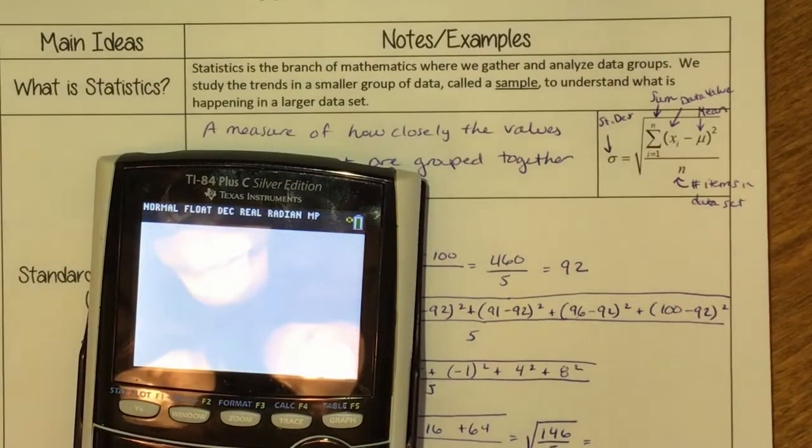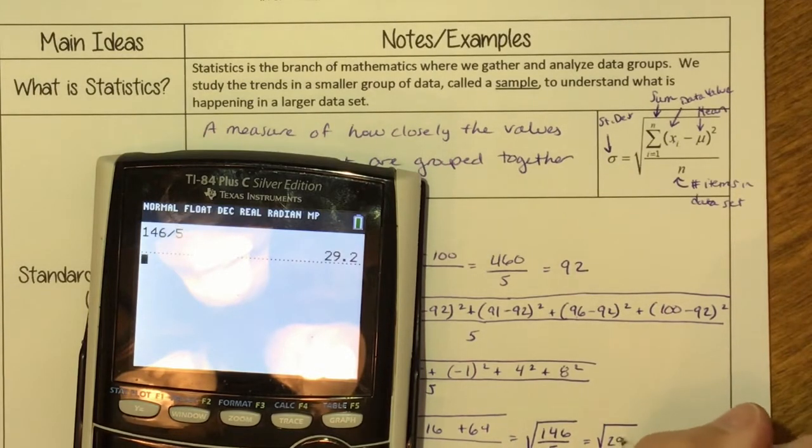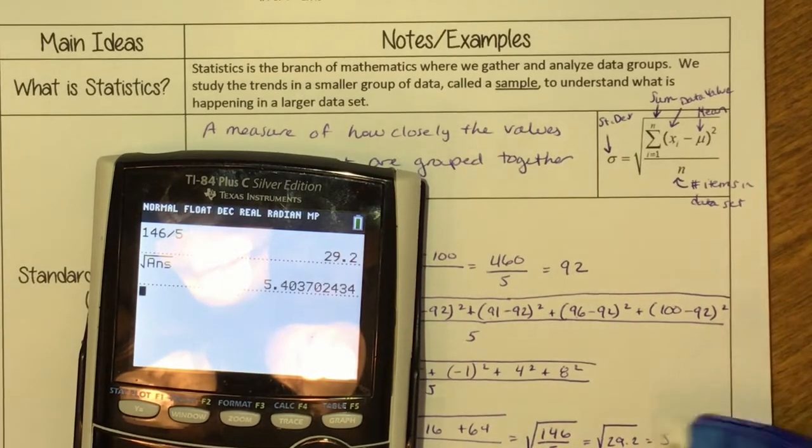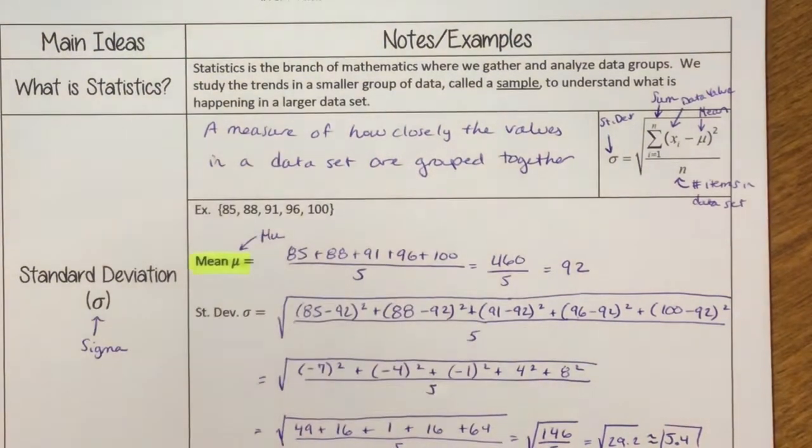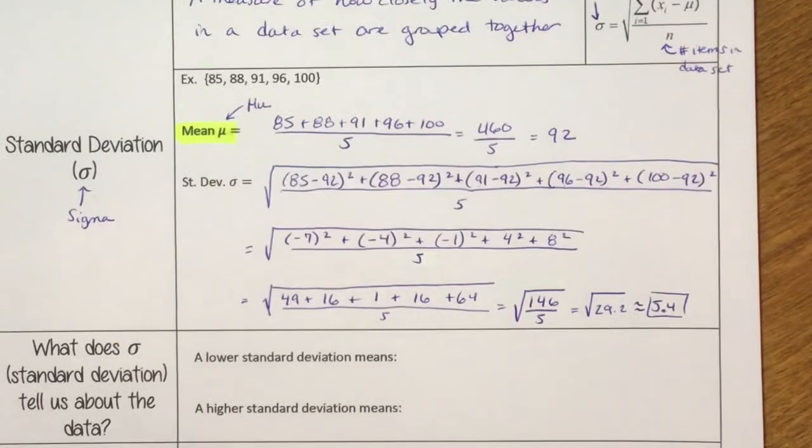So let me see. If I grab my calculator and take 146 divided by 5, I get the square root of 29.2, and the square root of that is, let's call it, approximately 5.4. We'll see these standard deviations typically rounded to the nearest tenth, rarely more precisely than that.